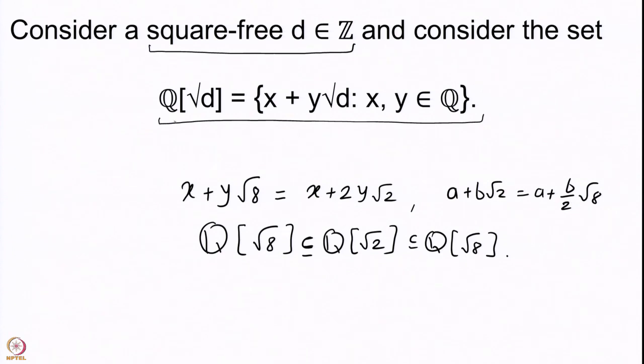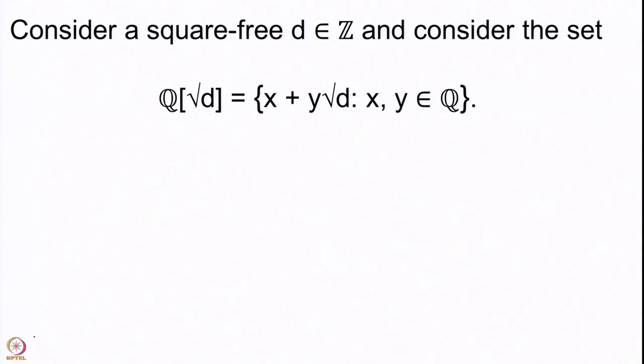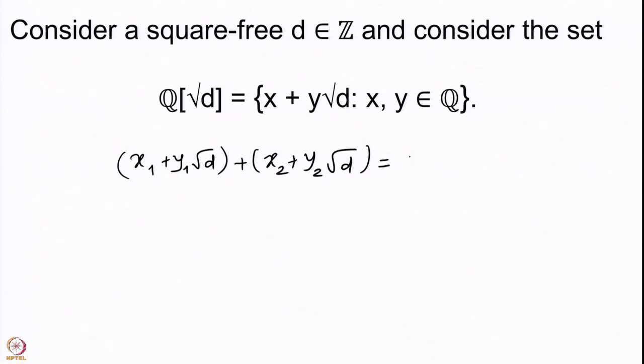We have defined a set Q root D in this way. So, this is our definition. It is of the form x plus y root D, where x and y are rational numbers. Then it is enough to take the corresponding D to be a square free D. So, we will stick with this particular convention that our D is always a square free D. What can we do with this set? If I take any x1 plus y1 root D and add it to another such x2 plus y2 root D, we will get x1 plus x2 plus y1 plus y2 root D.